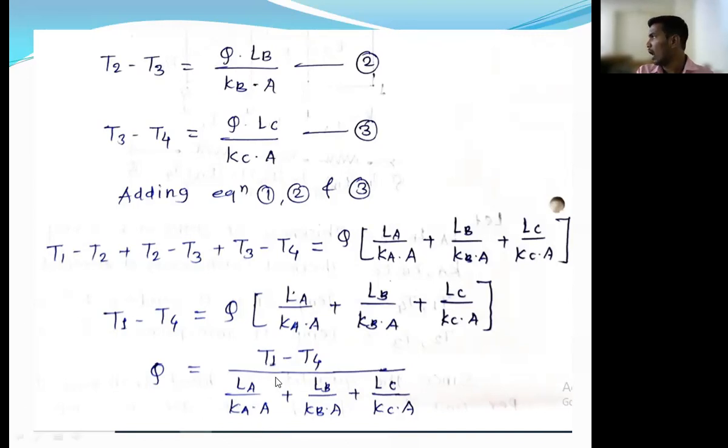Okay. So how to calculate the rate of heat transfer through the composite wall? For this we have to use this equation. If there are 3 slabs, we have to use this equation. Suppose if there are 4 slabs, what is the change in this equation?